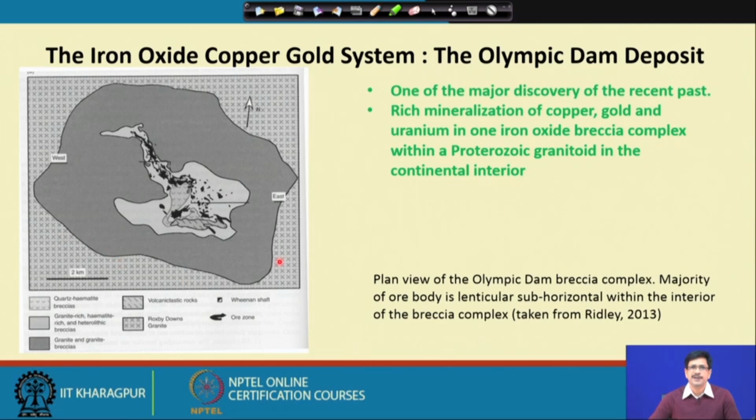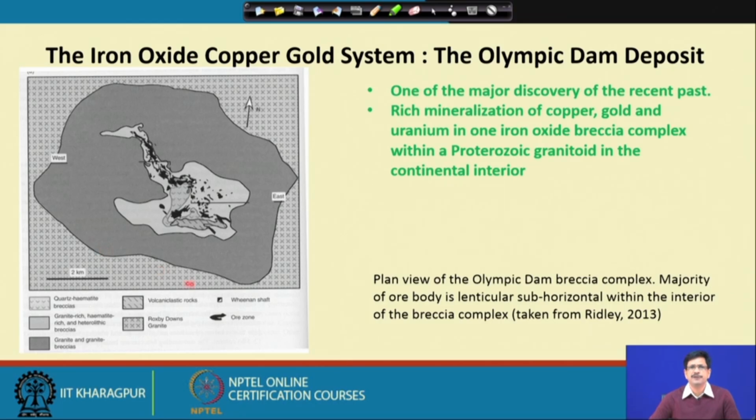In this breccia complex, the metals copper and gold, with gold going to 0.5 gram per ton grade, are present almost on the order of gigaton quantity, and massive uranium mineralization was also observed, associated with this breccia complex within the granitoid in the Gawler Craton in South Australia.